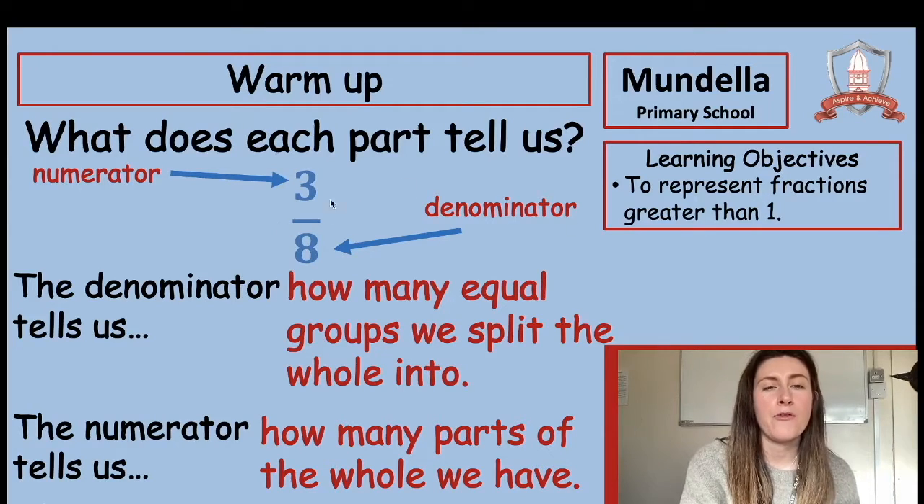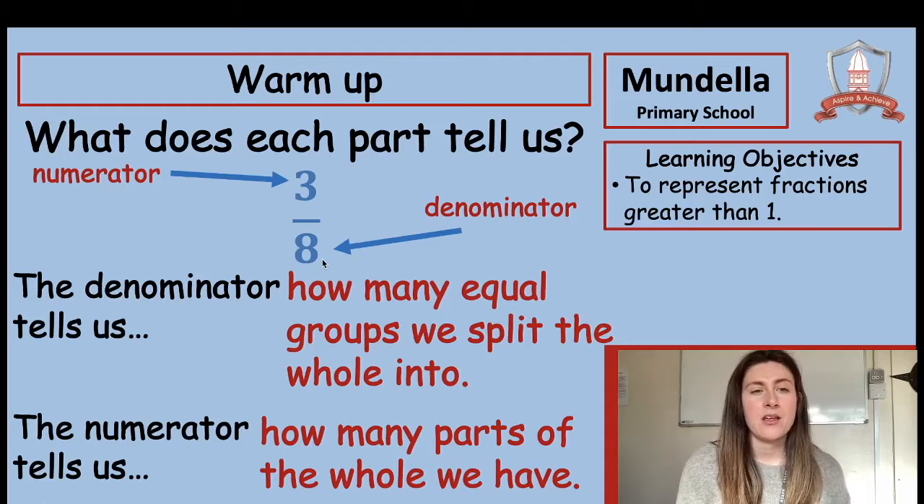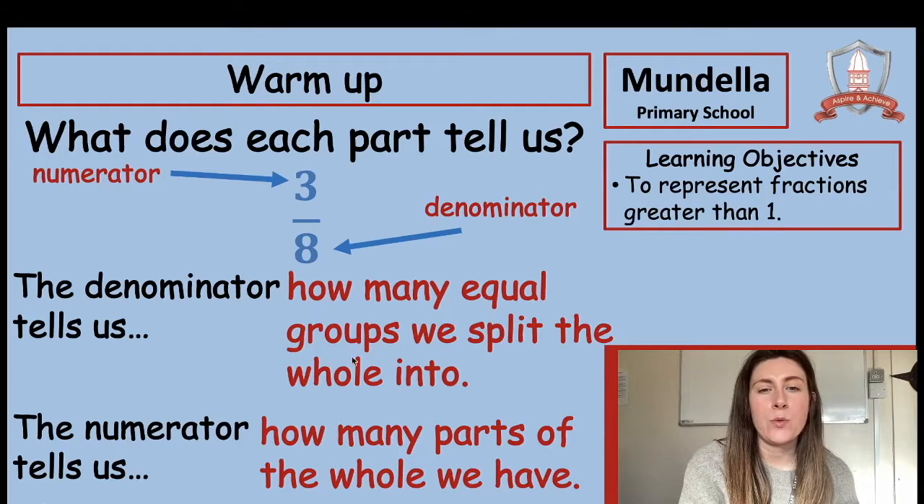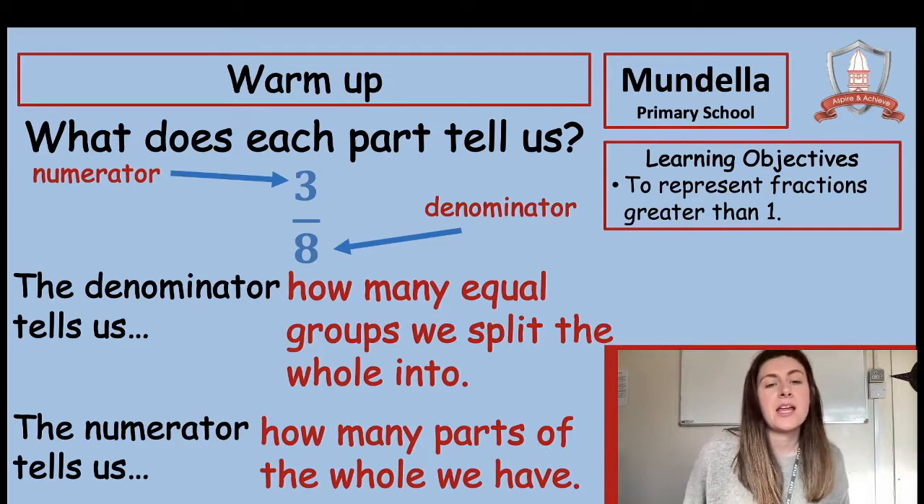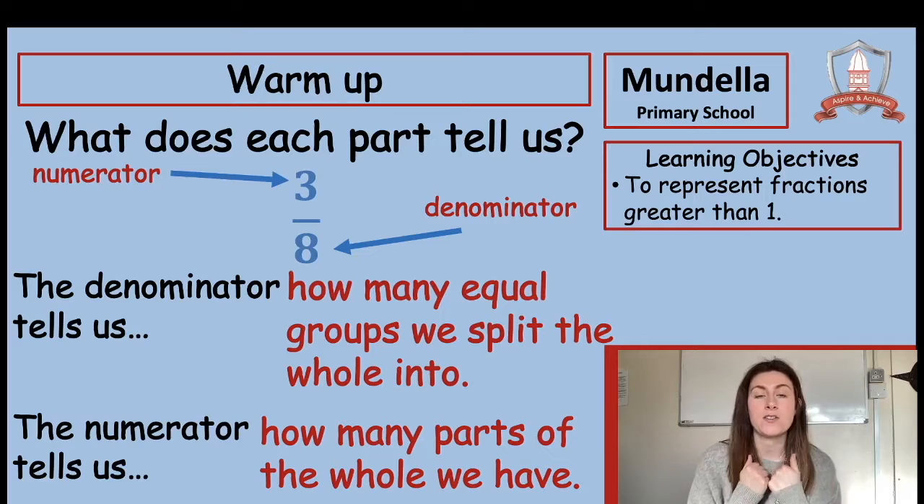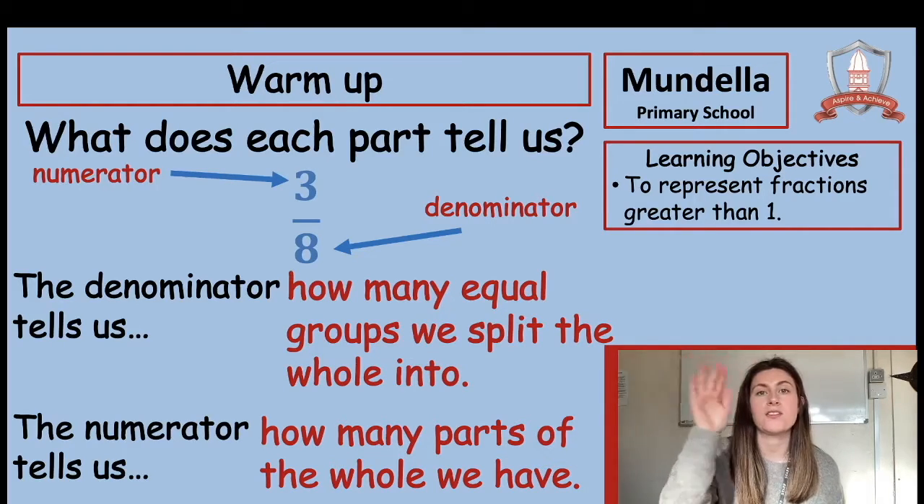So with our example fraction here, 3/8, the denominator is how many equal parts we've split the whole into. That's the 8. So we'll have a shape with 8 equal parts. And then the numerator is how many parts we have. So that means I would shade in 3 parts. That's the parts that we have.